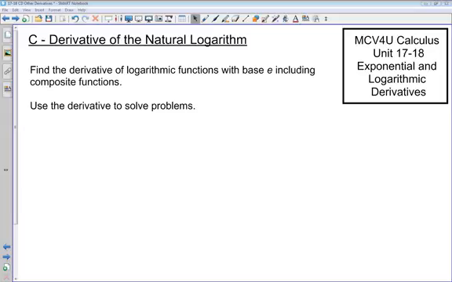So in this lesson, we're going to take a look at how you calculate the derivative of the natural logarithm function. So we want to be able to find the derivative of a logarithmic function with base e, including combining this with the chain rule to find the derivative of composite functions. And then, of course, eventually we're going to be able to use this derivative rule to solve the standard calculus problems that we've been working on throughout the course.